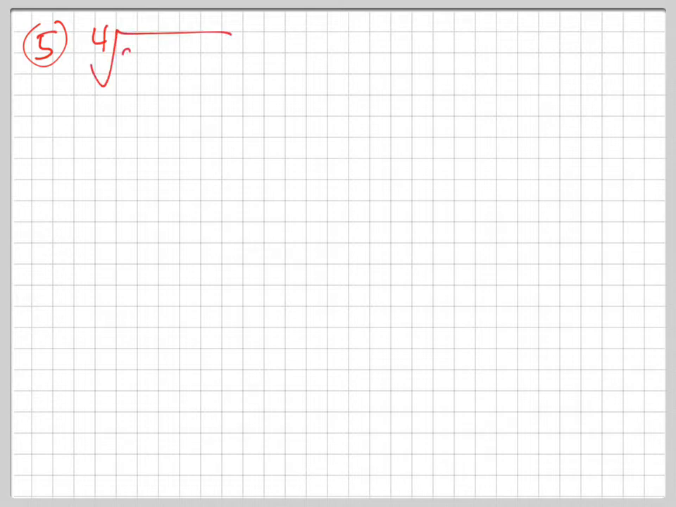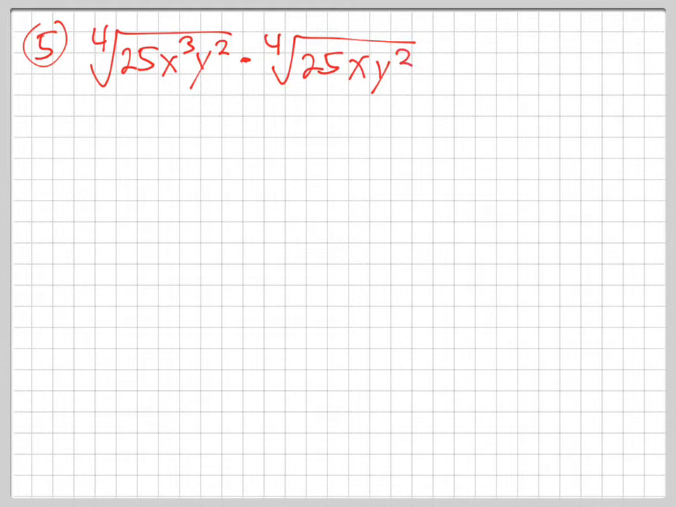4th root of x cubed y squared times 4th root of 25xy squared. Okay. All right.